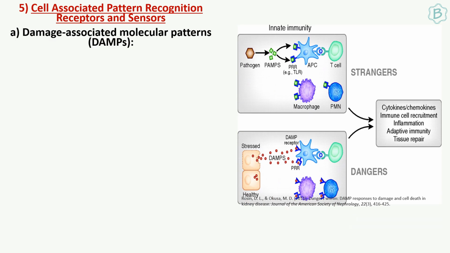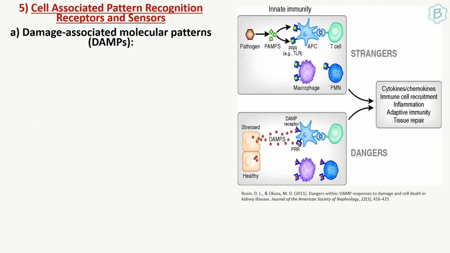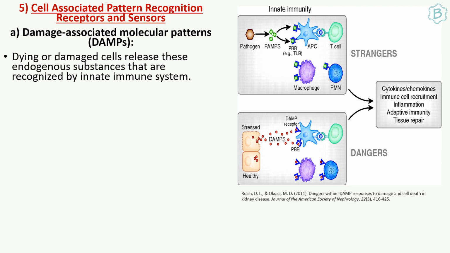Now we'll be talking about the final fifth barrier, which comes under innate immunity, that is cell associated pattern recognition receptors and sensors. So this diagram over here will give you an exact idea of exactly how this is taking place. So first we'll be talking about damage associated molecular patterns, which are also known as DAMPs. So you can see DAMPs over here.